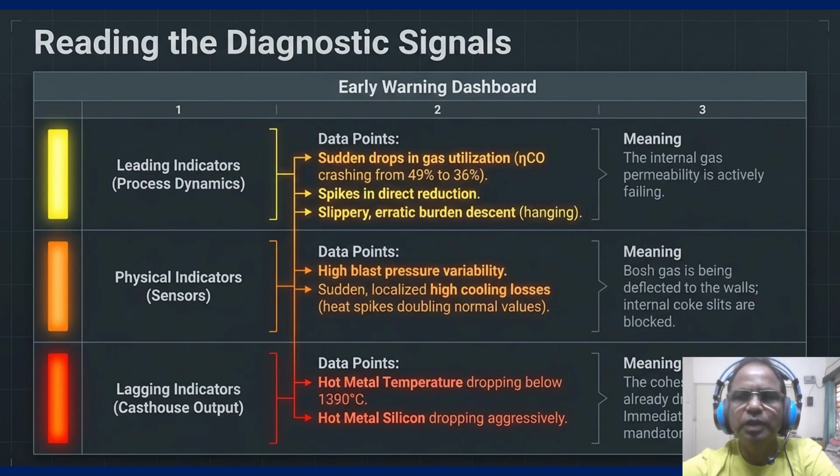Action 2 is defensive, which is to aggressively cut blast volume. We decrease wind to the minimum required to maintain the fuel injection. This reduces upward pressure and allows time for melting to restore heat transfer from the bosh gas. And finally, action 3 is to maximize heat input.